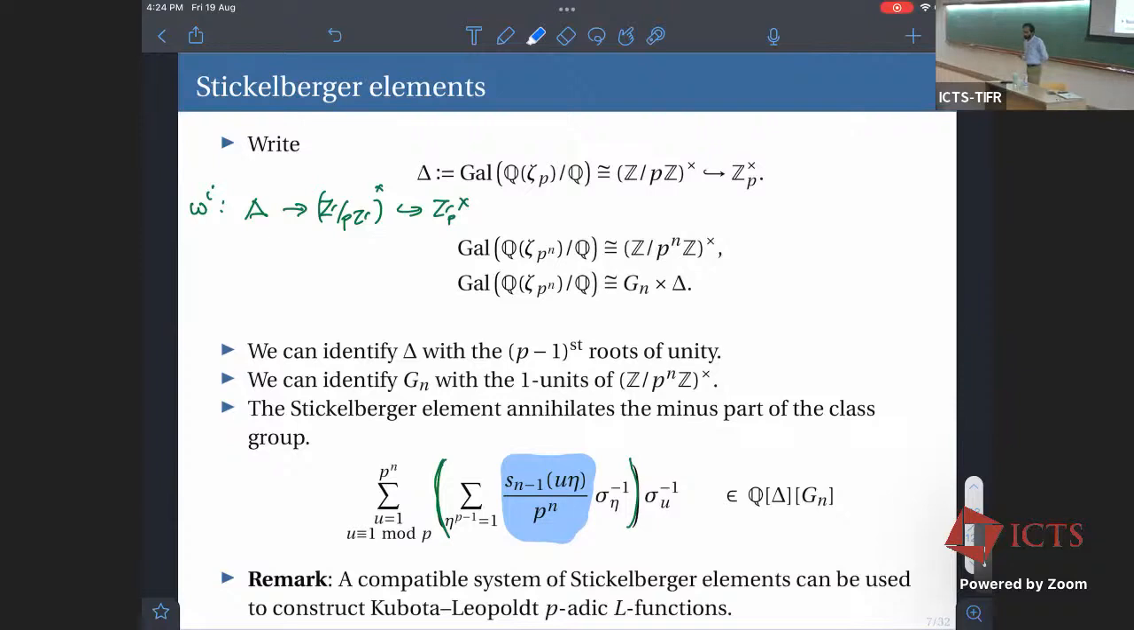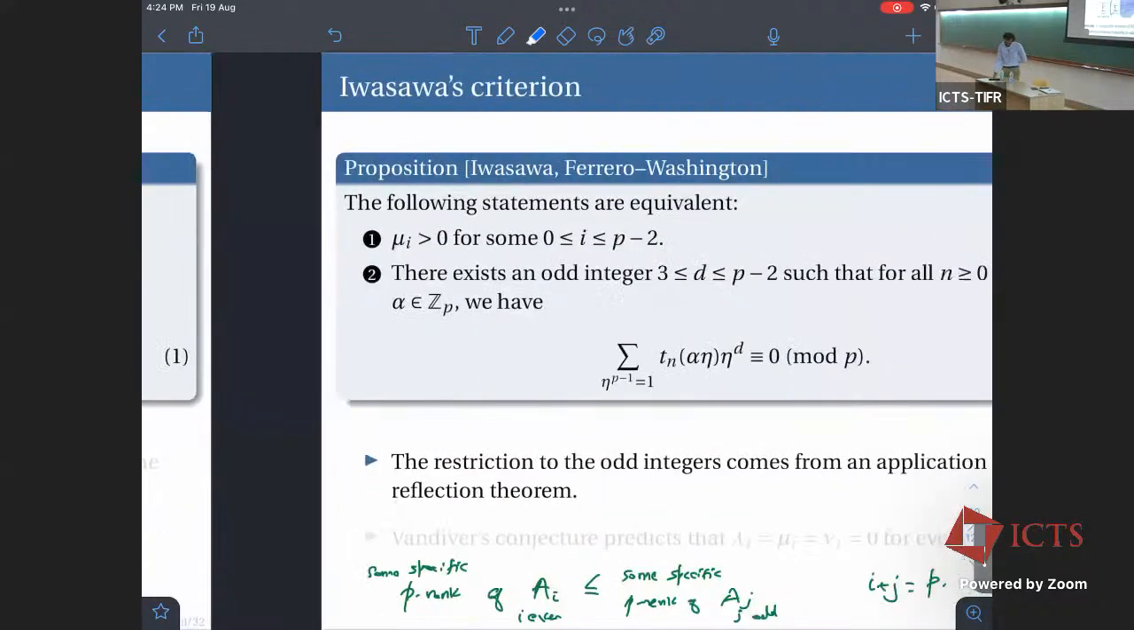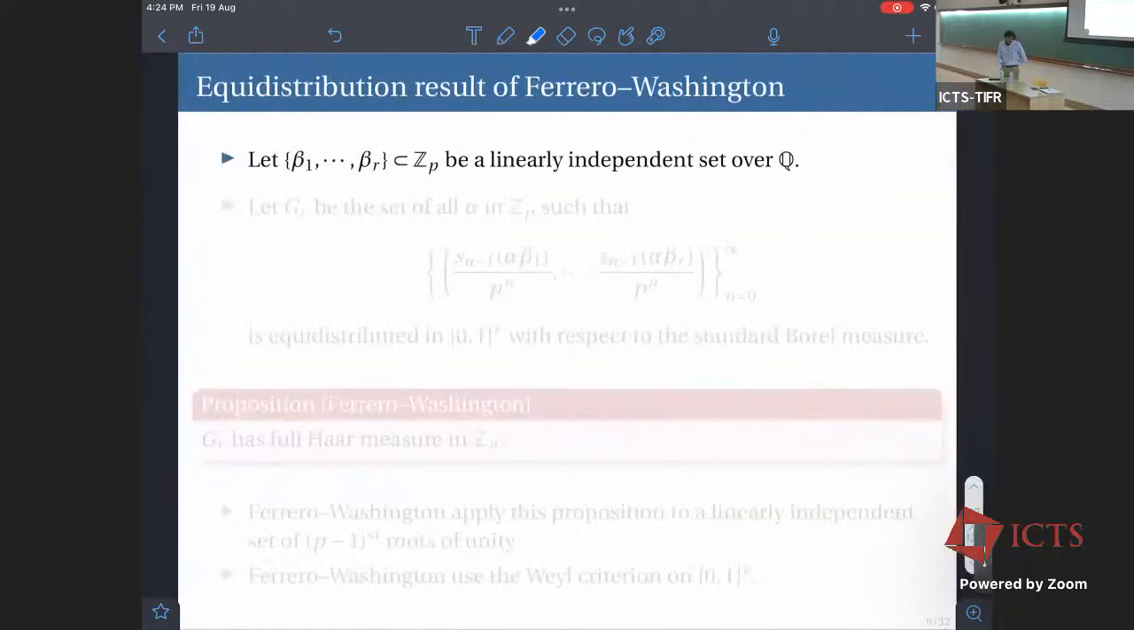But the insight of Ferrero-Washington is that if you keep removing elements till you get a linearly independent set, so once you get a small enough set that's linearly independent, maybe then I can hope for equidistribution. Okay, so that's the setup that they begin with.